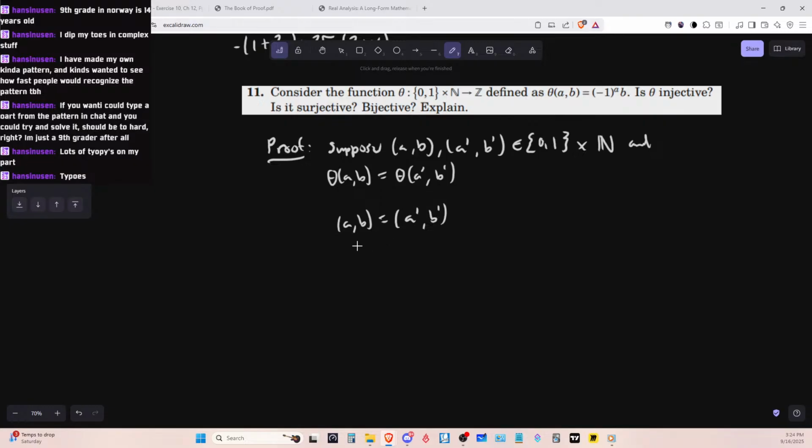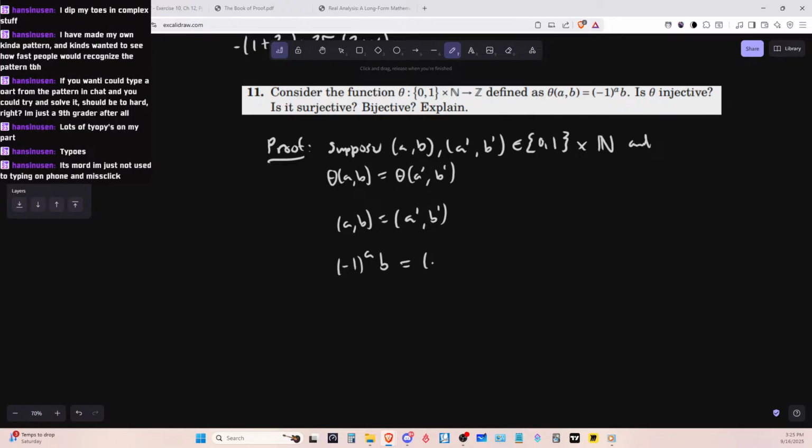Okay, so if that's the case, then A. So now we have to do this, where it's -1 to the A times B is equal to -1 to the A prime times B prime.